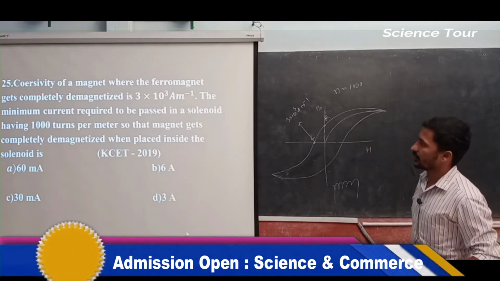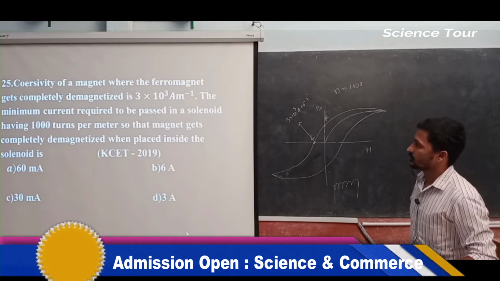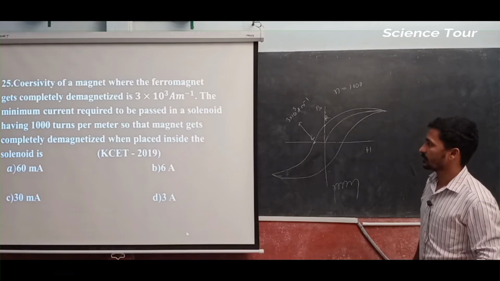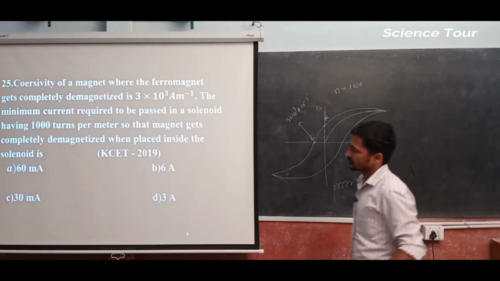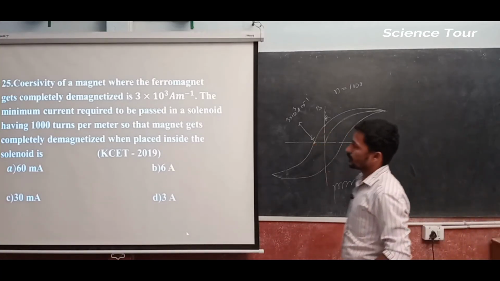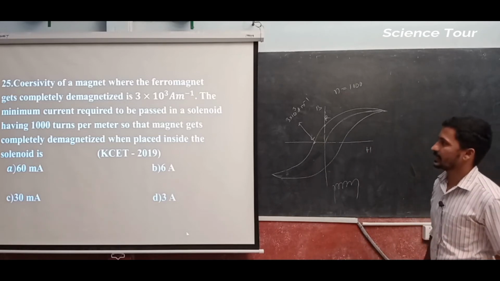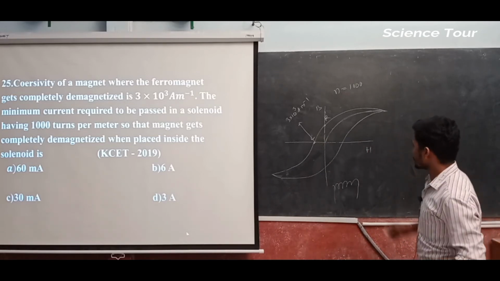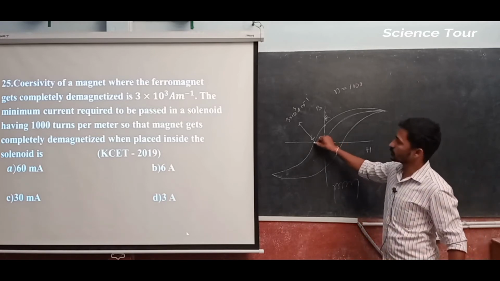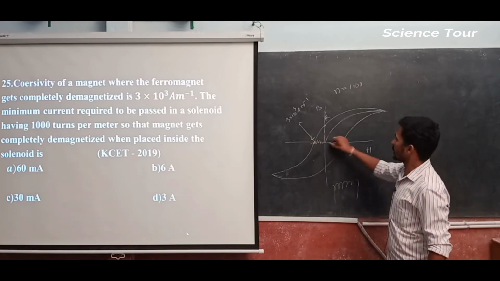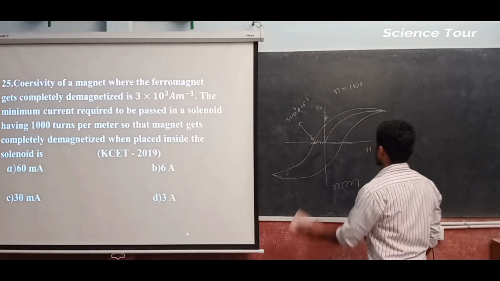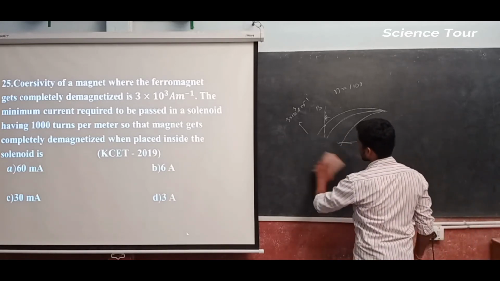Now what do you have to find out? So that the magnet gets completely demagnetized when placed in the solenoid. So you have to find out the current, isn't it? The minimum current you require. So what is that minimum current for the negative field? Here, whatever the maximum they have given. So when considering the solenoid, H is equal to what?